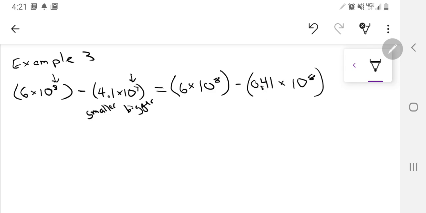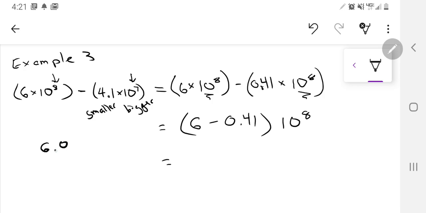All right. Now we're going to use distributive property, and since we have a common factor, we can pull that out, undistribute it basically, and we have the 6 minus the 0.41, and now we are going to subtract. So 6.0, I just added a decimal there, and I'm going to subtract 0.41. Put another 0 so I can have my place value set.